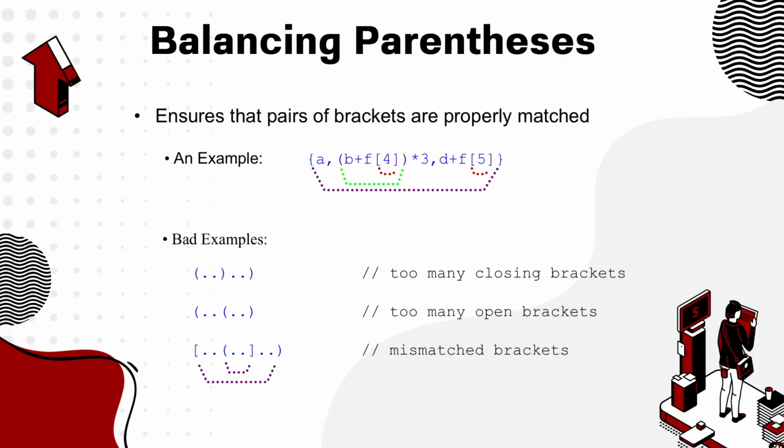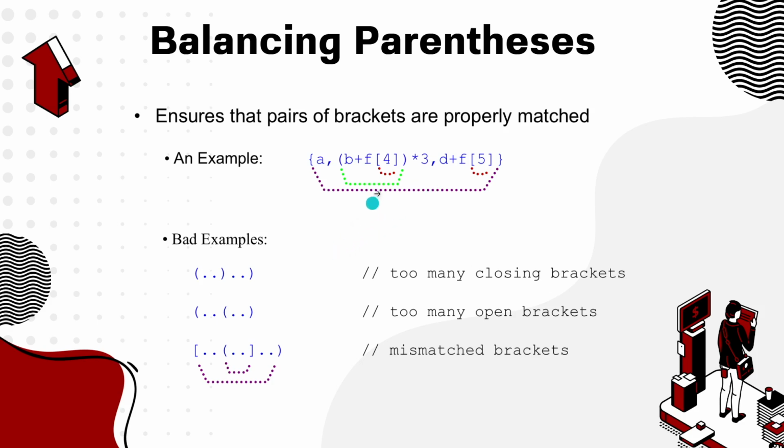So here in this example you see we have an expression a, b plus f of 4 star 3, d plus f of 5. Here you could see the use of braces, parentheses and square brackets, and you could see that all the parentheses, be it open or closed, have occurred in pairs. So for every opening there is a corresponding closing parenthesis or bracket or braces. So if this is the way we write our expression, then it means all the brackets and parentheses are matched, and so the expression would be evaluated correctly.